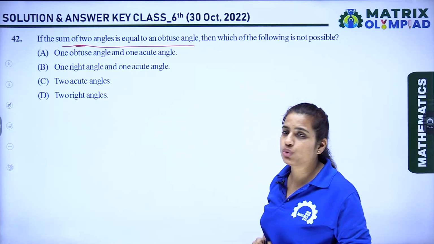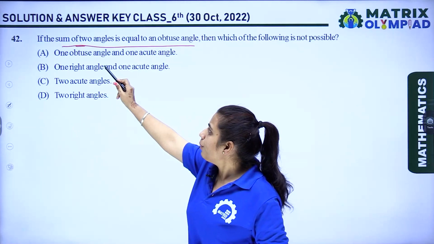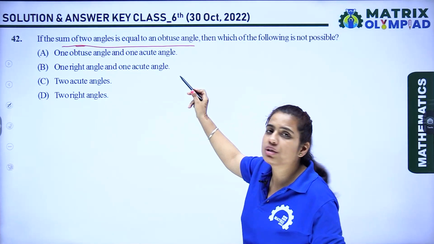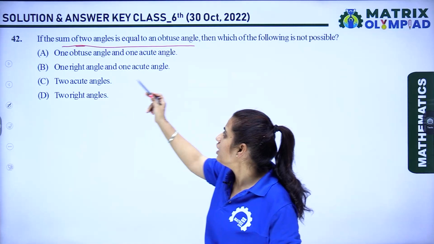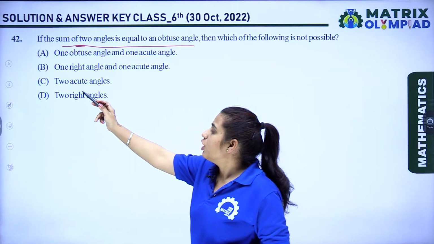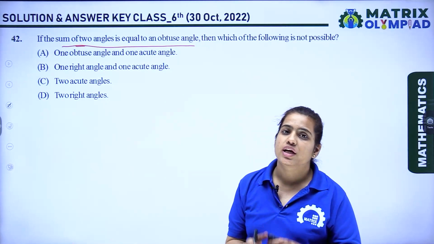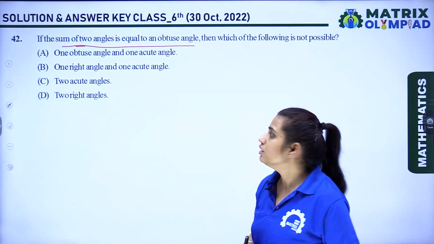So here let's check option A, one obtuse angle and one acute angle. It can be possible, it can give the sum equal to an obtuse angle. Second is a right angle, meaning one right angle and one acute angle. It is also possible. Option C is two acute angles. Yes, they can also form an obtuse angle if we add two acute angles. And the last option is two right angles.